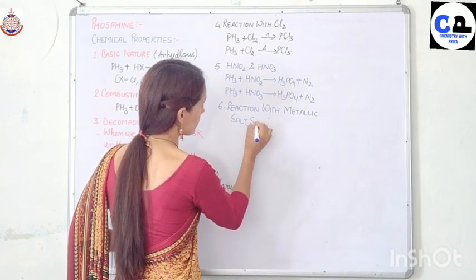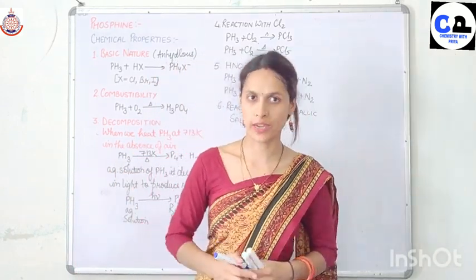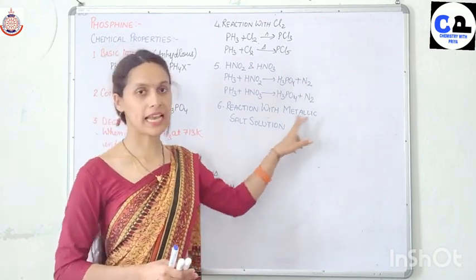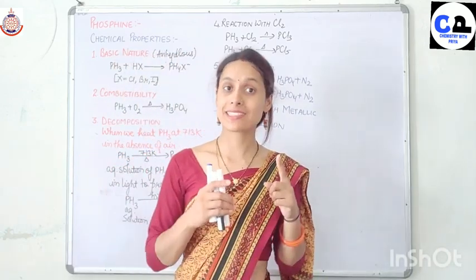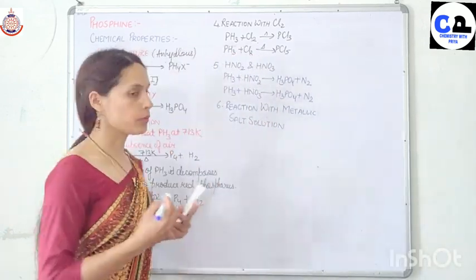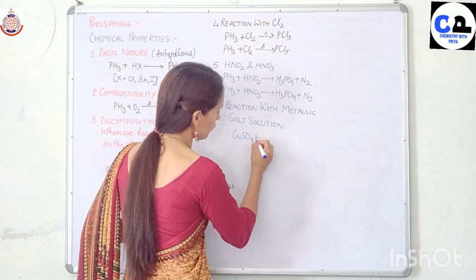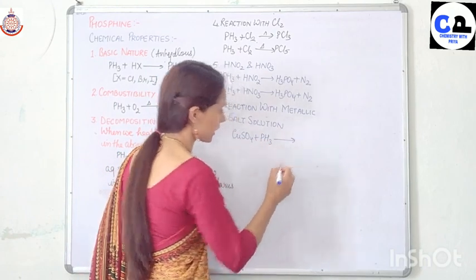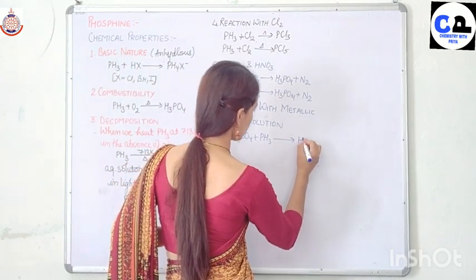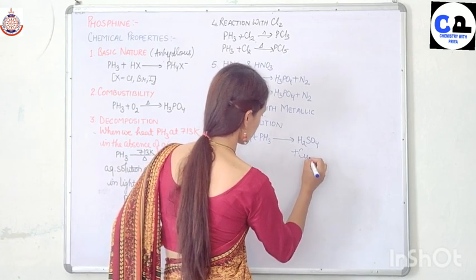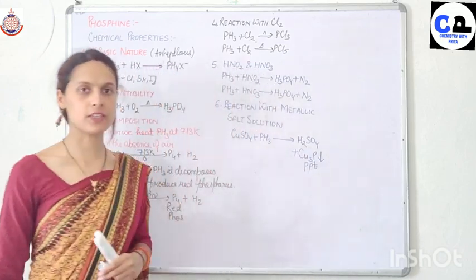Now when it reacts with the metallic salt solution, it forms the precipitate of the corresponding metal phosphide, except silver. Suppose I have CuSO4. Then CuSO4 reacts with PH3 and forms H2SO4 plus Cu3P, and this we get in the precipitate form.